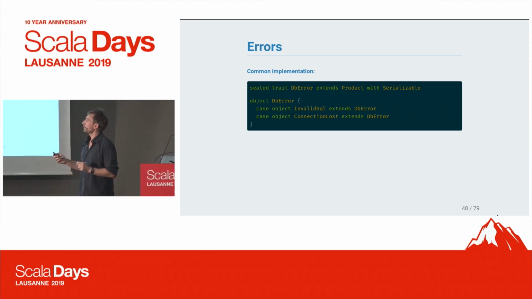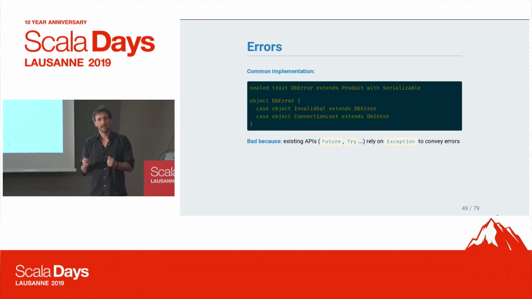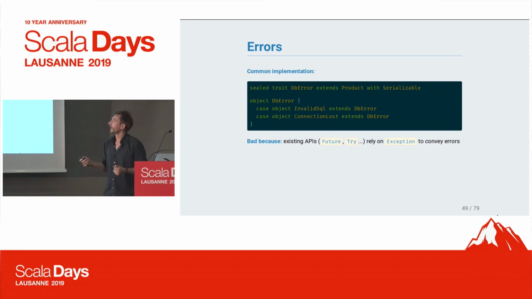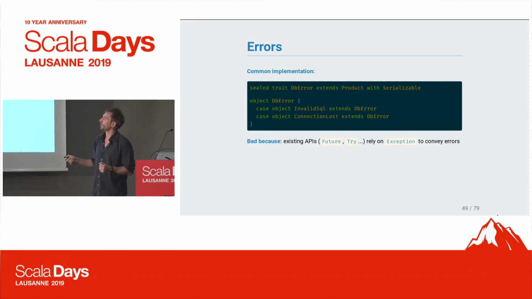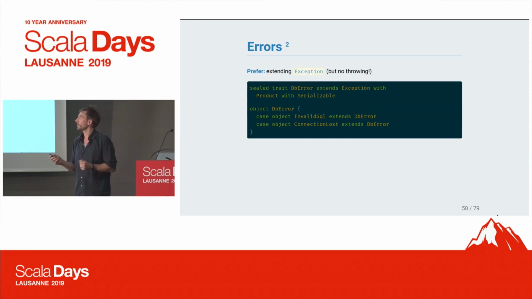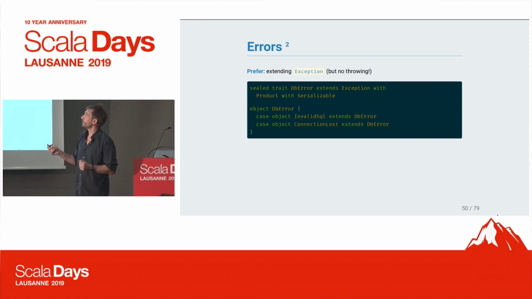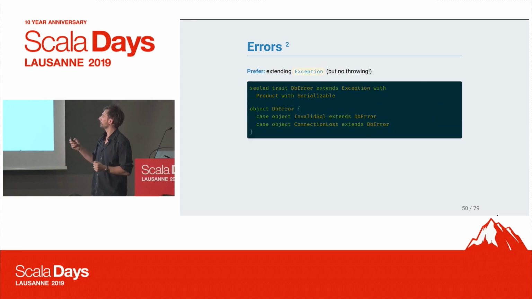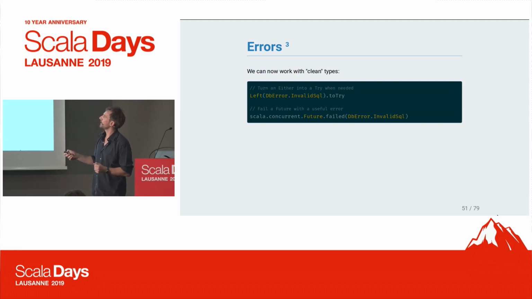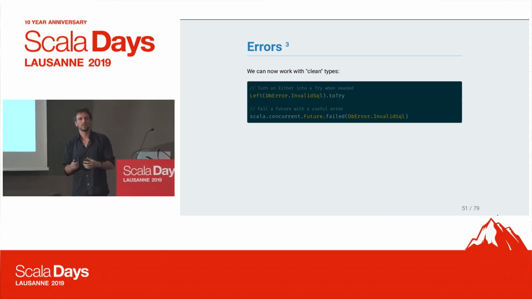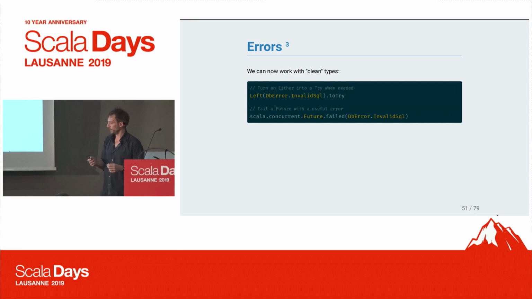Okay. The problem with that is that a lot of APIs in the standard library rely on exceptions to convey errors, mostly Try and Future, and you have lots of libraries that will use Future or will use Try, and you can't stick your DBError inside a Future or a Try. So in order to work around that, what you're absolutely allowed to do is to use exceptions. But you're not throwing them, you're just tagging your type with an exception. And so DBError is now an Exception with Product and Serializable. And you can absolutely stick values of type DBError in the left of an Either, or in a Try, or in a Future. It's not a problem at all. So it's a bit of a trick, but it allows your error ADTs to be a lot more usable when interacting with the Scala standard library.